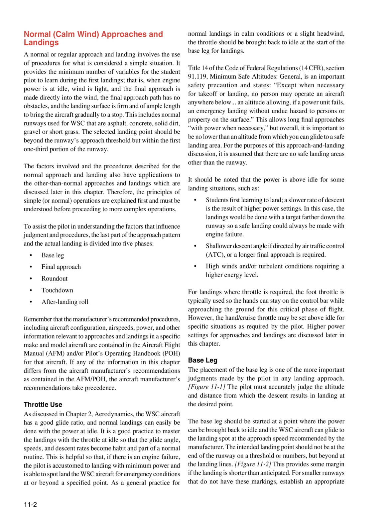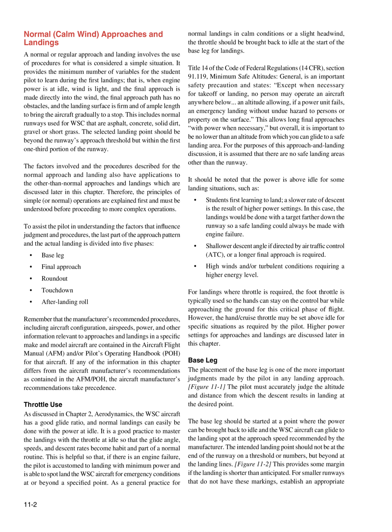Remember that the manufacturer's recommended procedures, including aircraft configuration, airspeeds, power, and other information relevant to approaches and landings in a specific make and model aircraft are contained in the Aircraft Flight Manual, AFM, and/or Pilot's Operating Handbook, POH, for that aircraft. If any of the information in this chapter differs from the aircraft manufacturer's recommendations as contained in the AFM/POH, the aircraft manufacturer's recommendations take precedence. Throttle use is discussed in Chapter 2, Aerodynamics.